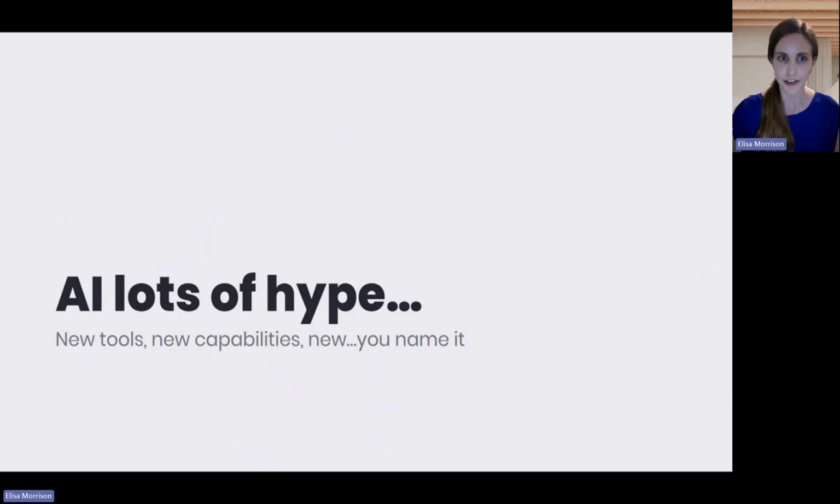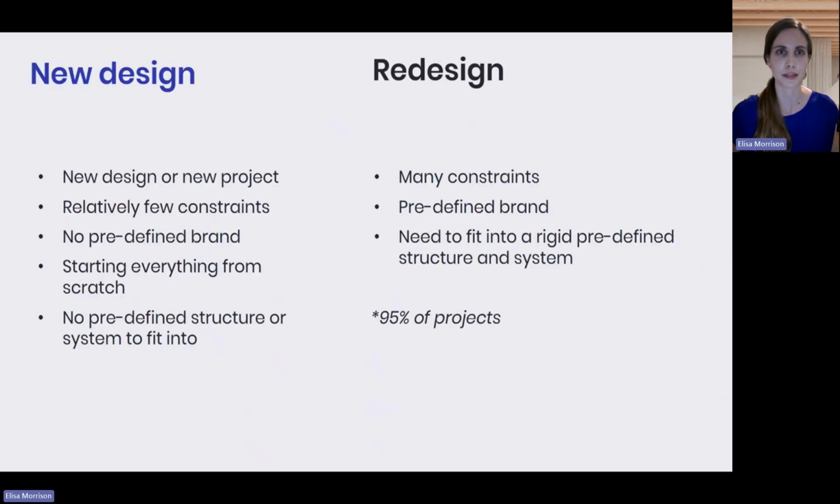So AI, lots of hype, lots of new tools, new capabilities, you name it. One thing that I face as a designer is I'm constantly being bombarded and seeing lots of new tools that work really great if you're a freelancer and you're working from scratch, new design, you have no existing tech stack to work with. There's no predefined brand or design system. Everything's from scratch. And you can use an AI generation tool to create your app or website design, everything from the ground up. Really great.